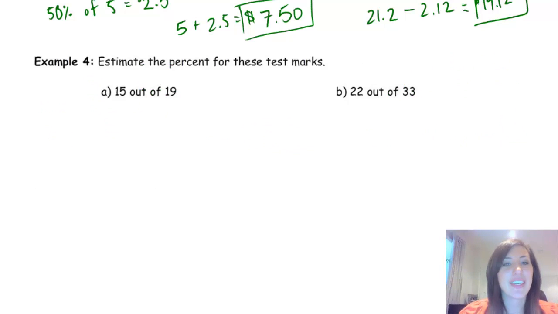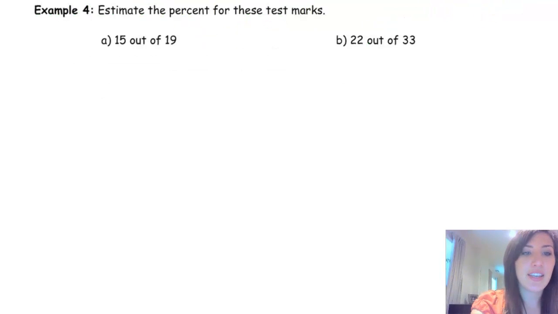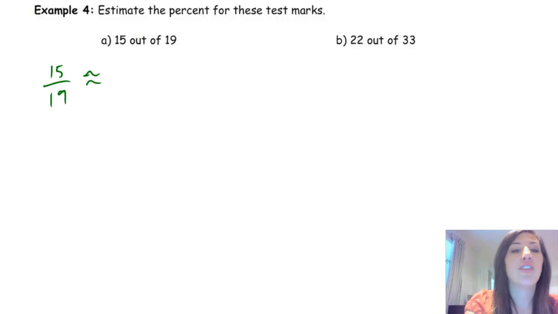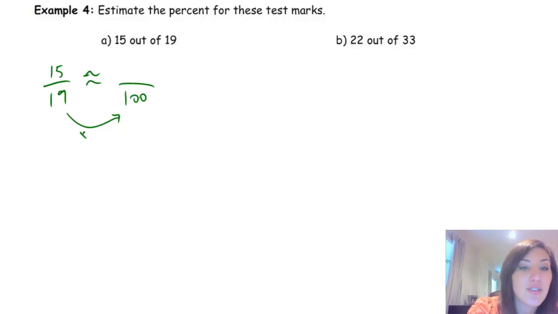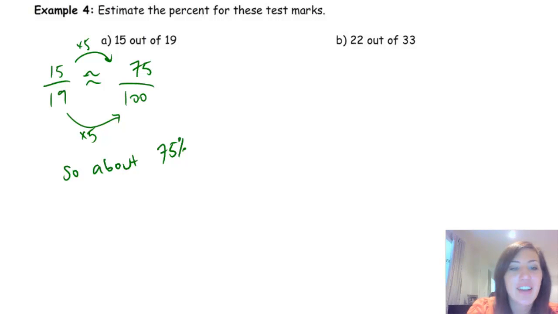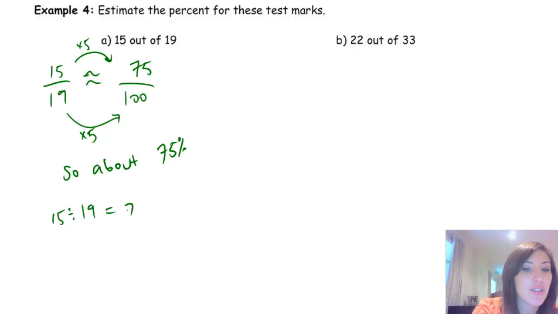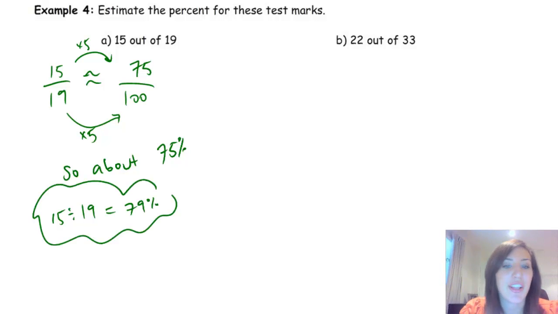Estimate the percent for these test marks. 15 out of 19. This can be sort of converted to a percent over 100. So 19 is pretty close to 20. 20 times 5 gives us 100, so 15 times 5 would give us 75. So about 75%. If we check this on our calculator, 15 divided by 19 actually equals 79%. So that is a pretty good estimation there.